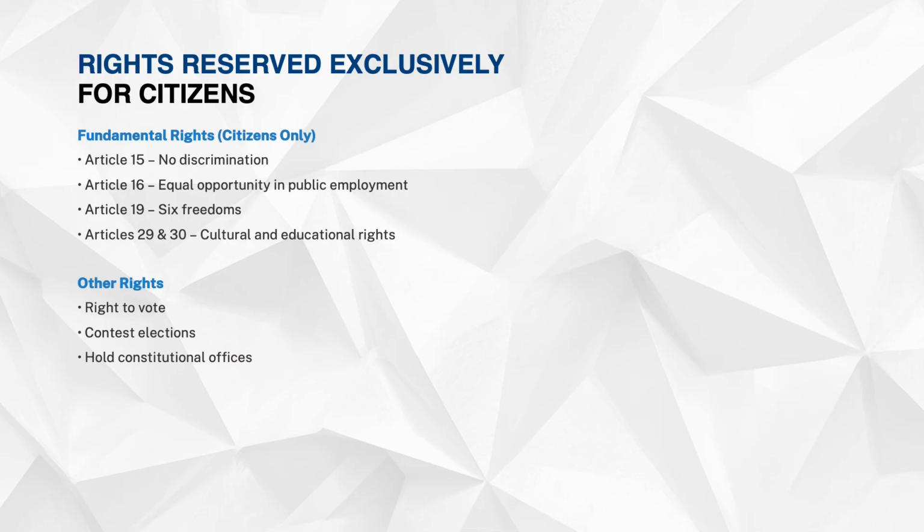And rights reserved exclusively for citizens, which the OCI cannot have: Article 15, 16, 19, 29, and 30. These are the rights reserved only for Indian citizens. Okay? No discrimination, equal opportunity in public employment, the six freedoms. Article 29 and 30, cultural and educational rights. 29 being protection of language, script, and culture of minorities. Article 30 being the right of minorities to administer educational institutions.